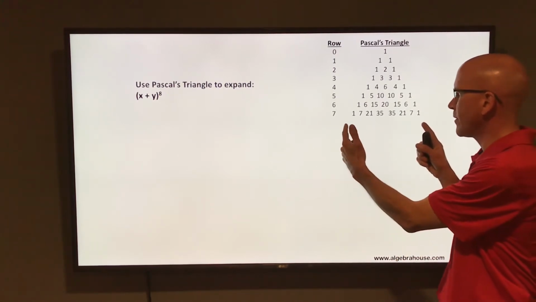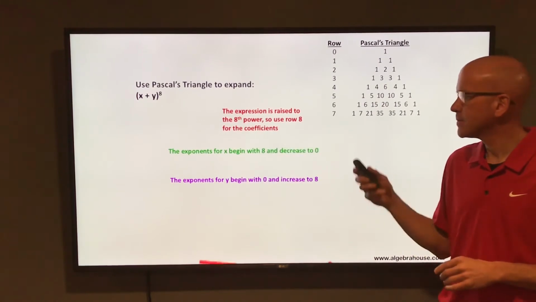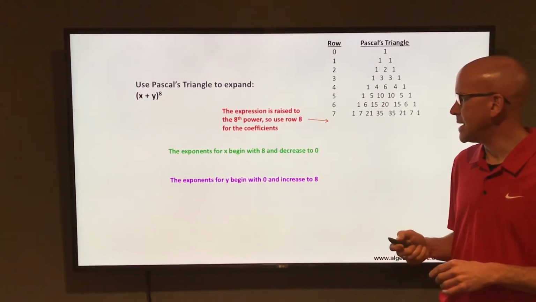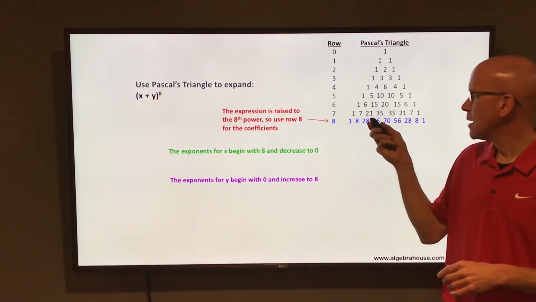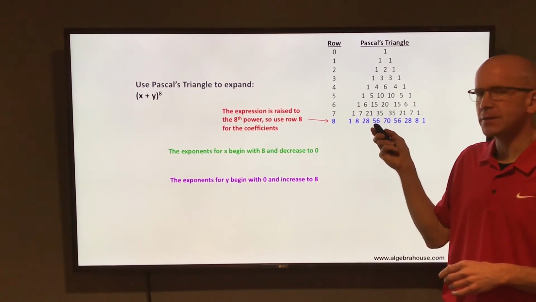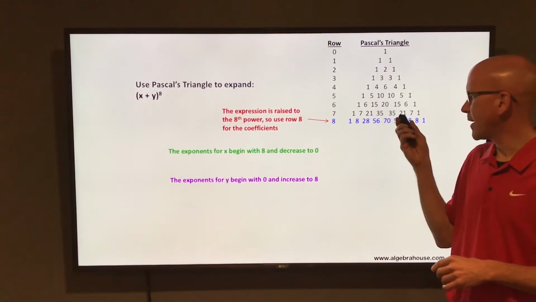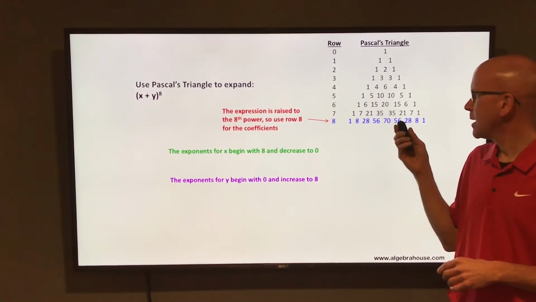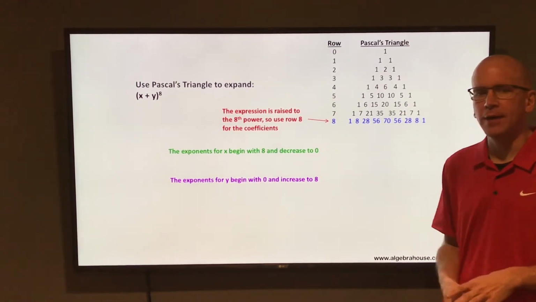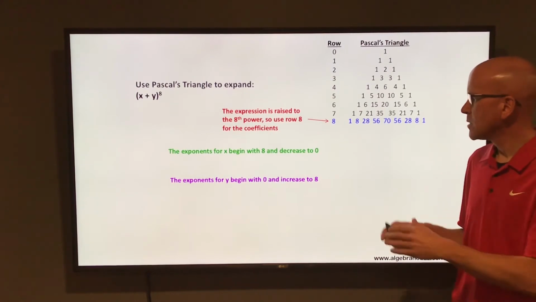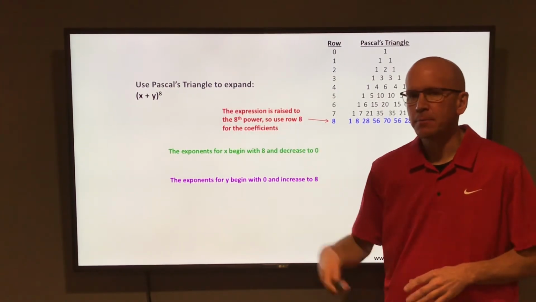We're going to have a 1 on the ends, and then we're going to add in between the numbers above. So 1 and 7, that's going to be 8. And then 7 and 21, that'll be 28. 21 and 35, it's 56. 35 and 35, it's 70. 35 and 21 is 56. 21 and 7 is 28. 7 and 1 make 8, and you have that, again, 1 on the end. So those are the coefficients for a binomial expanded to the 8th power.